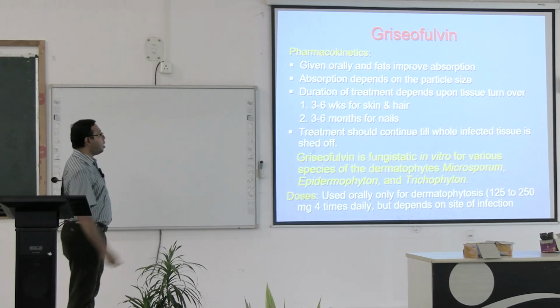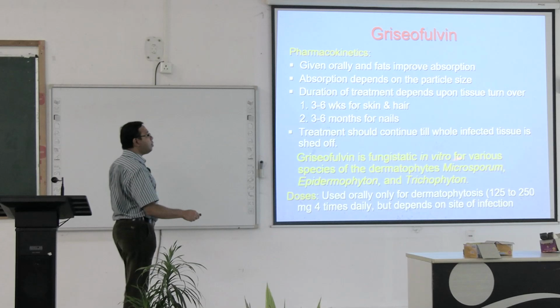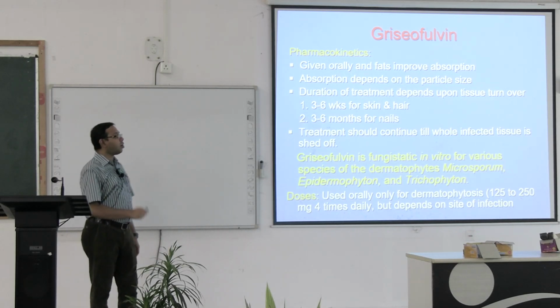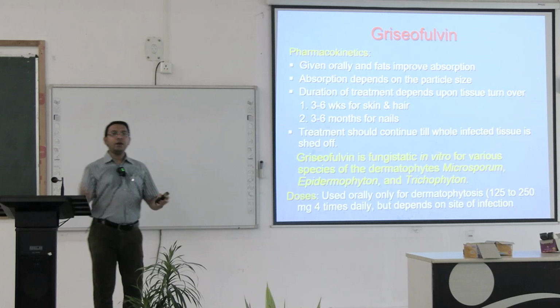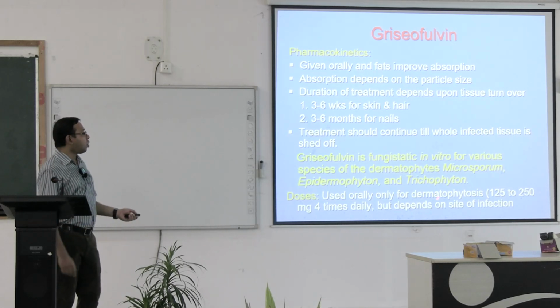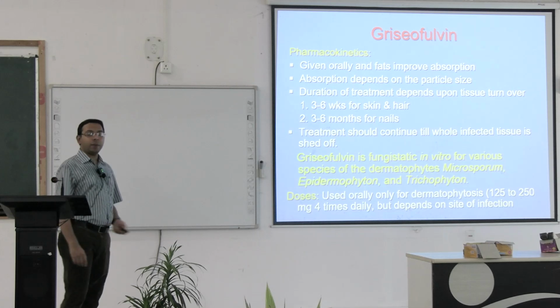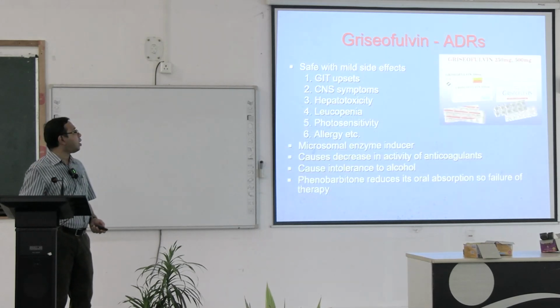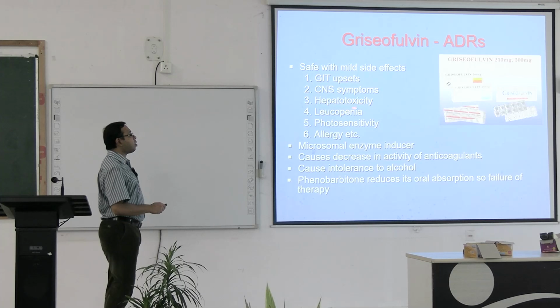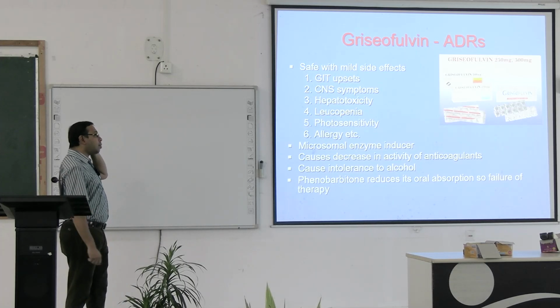So Griseofulvin is fungistatic in vitro for various species of the dermatophytes like Microsporum, Epidermophyton and Trichophyton. These are the main three dermatophytes: Microsporum, Epidermophyton and Trichophyton. Used orally, 125 to 250 milligram tablets are available for Griseofulvin. Adverse reactions: GIT upset, CNS symptoms, hepatotoxicity, leukopenia, photosensitivity can happen.